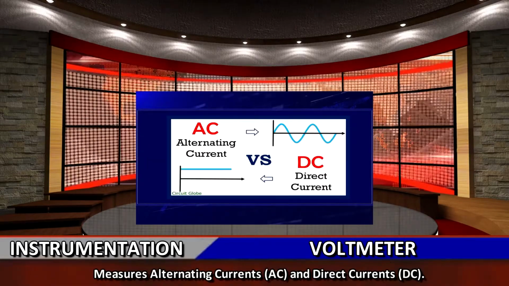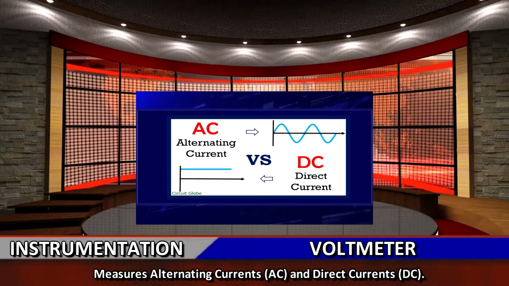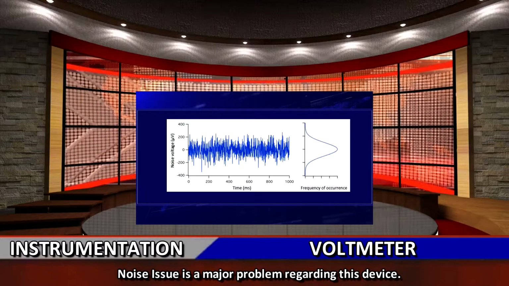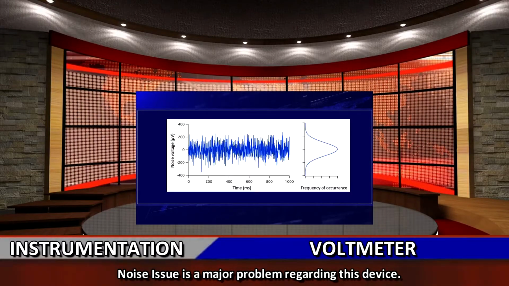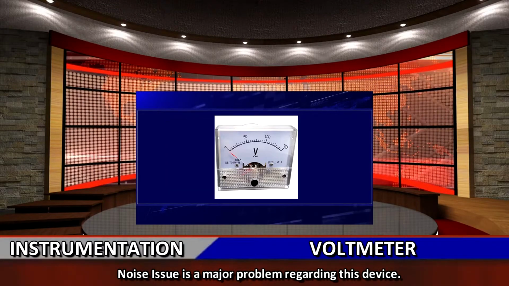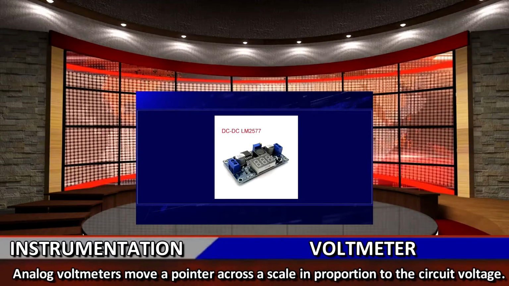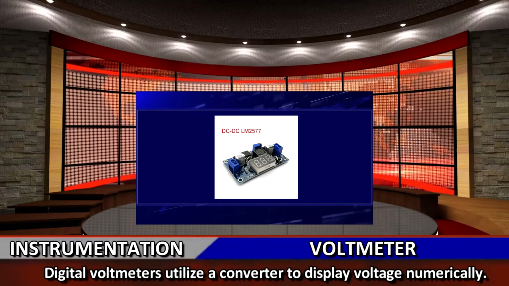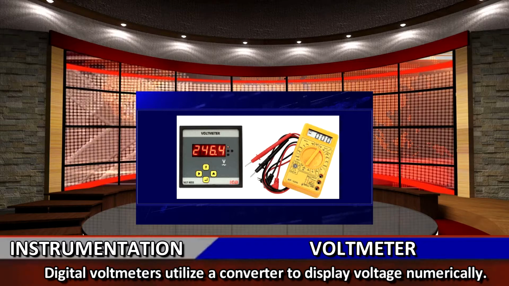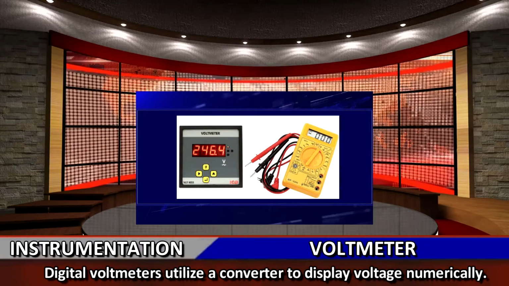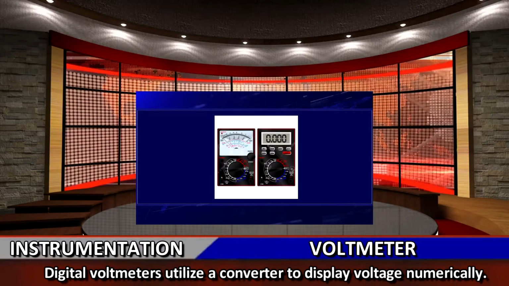The direct current and alternating current are the two most frequent voltage measures. Although voltage measurements are the simplest of the various forms of analog measurements, noise issues create distinct obstacles. Analog voltmeters move a pointer across a scale in proportion to circuit voltage, while digital voltmeters utilize a converter to display voltage numerically. We have the analog voltmeter and the digital voltmeter as the types of voltmeter.